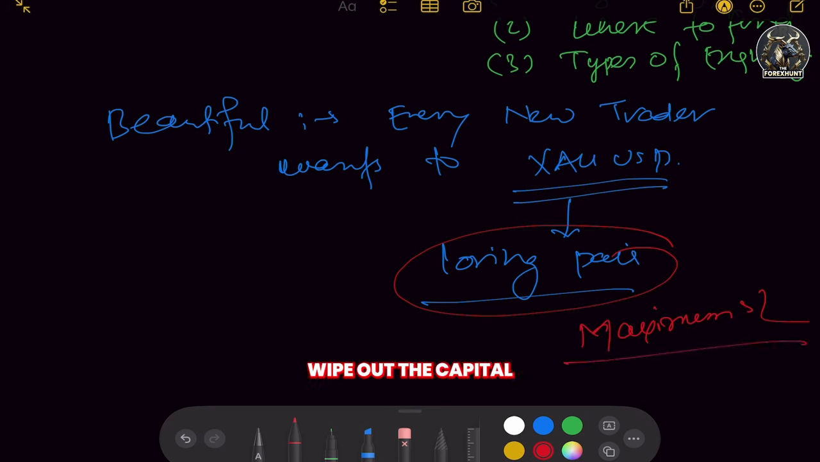Some newbie traders wipe out their capital on the basis of one trade they took. Why does this happen? Usually it happens because you have a mindset to earn a lot of money in a single trade. You don't think there might be a chance that your trade will go in the wrong direction. One wrong direction will wash out your capital and you will be out of the market.